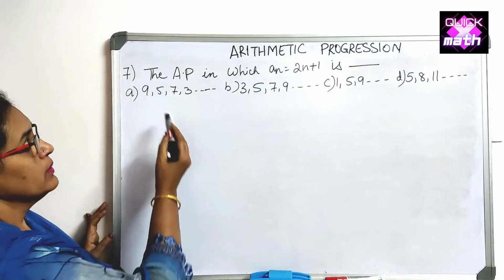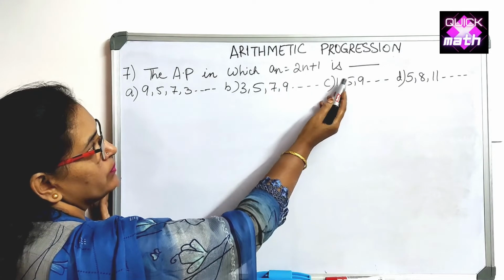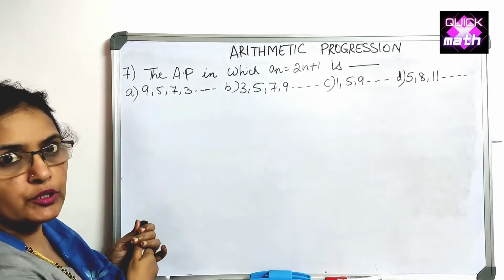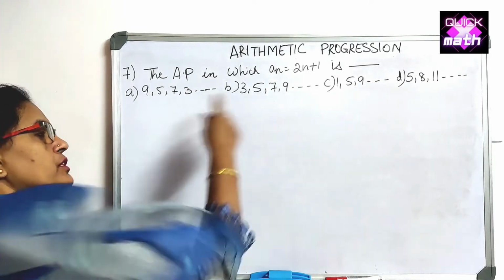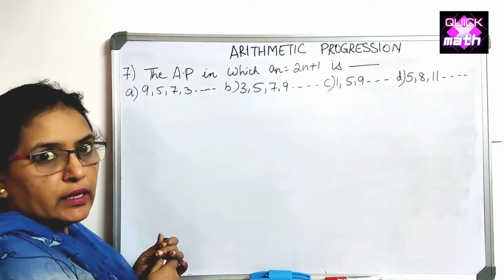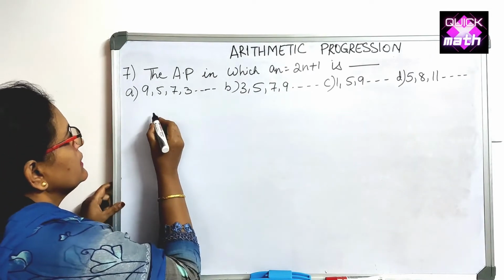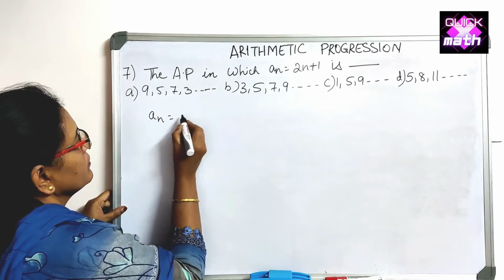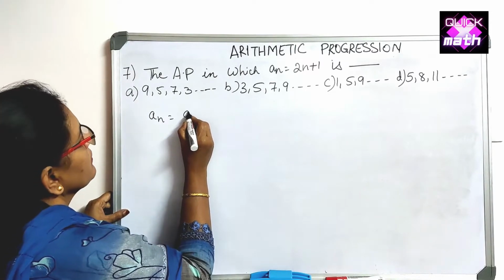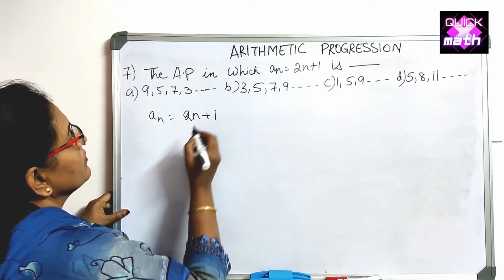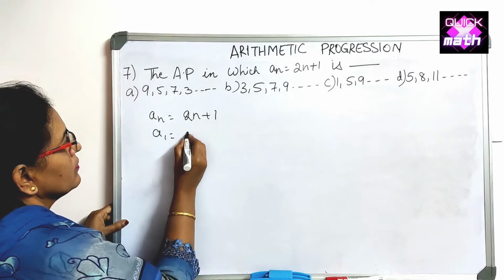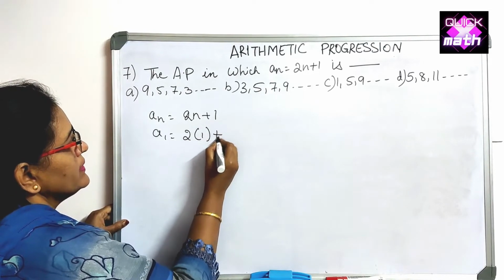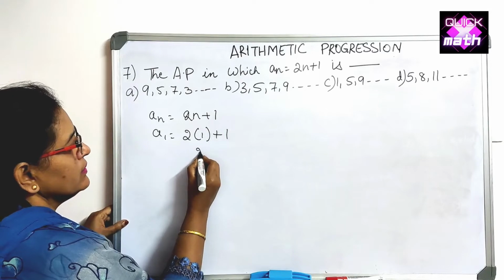Let's do the next sum. The AP in which AN is equal to 2n plus 1 is dash, and your options are given. So here the equation is given. So we have to find out the AP. AP means we need to find out the terms. One plus 1. 2 ones are 2 plus 1. It is 3.